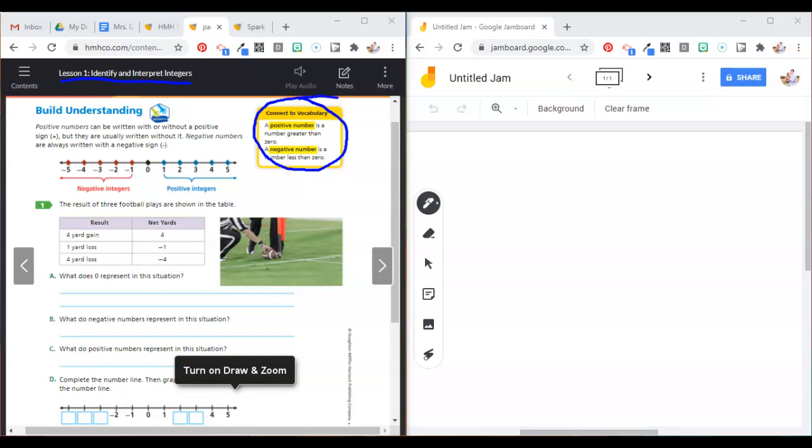And that is demonstrated right here on the number line. The numbers on the left-hand side of 0 are in red, which are negative, and the numbers on the right-hand side of 0 are blue, which are positive. And 0 is neither negative nor positive. So we're going to go ahead and take a look at number 1.